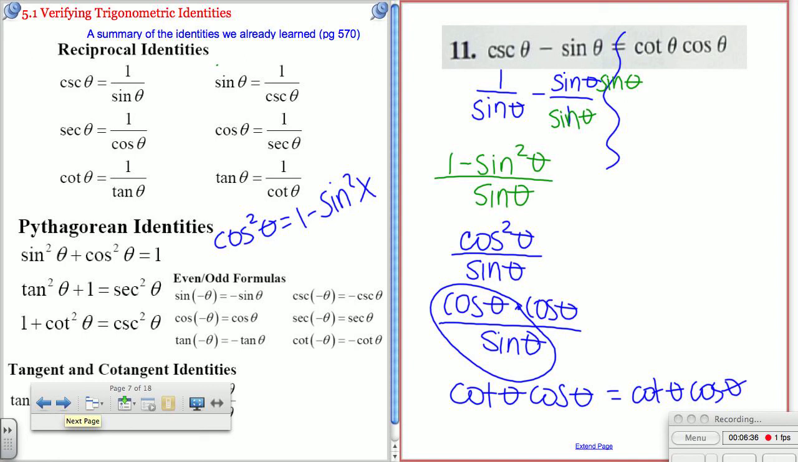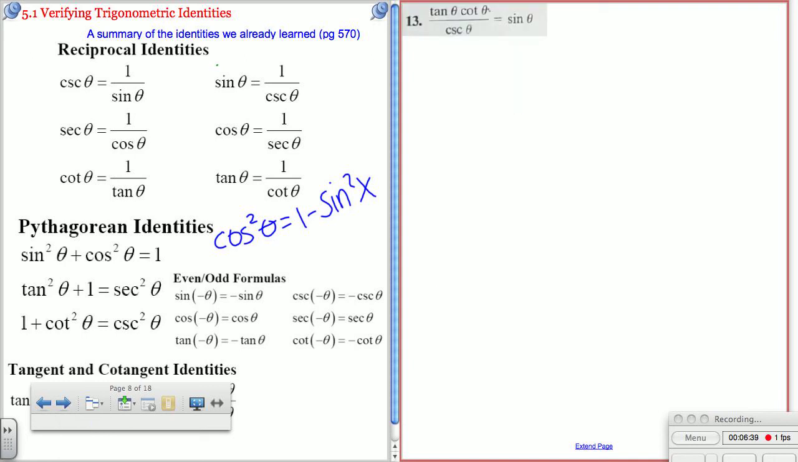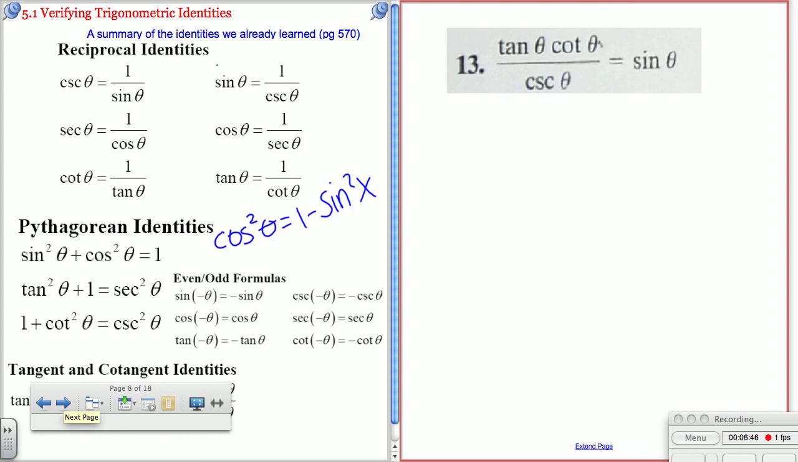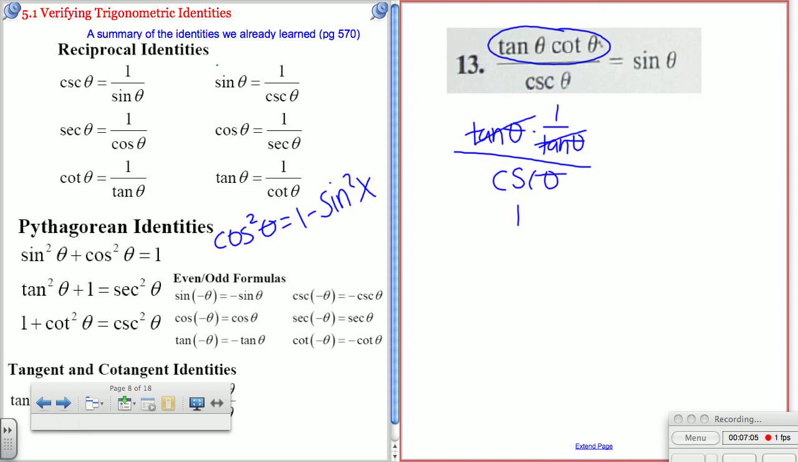All right. Number 13. Tan cotan over cosecant. Well, first off, I know that tangent times cotangent, these are reciprocals of each other. So let's change cotan to 1 over tan. Now when I multiply these together, these are going to cancel, and it's just going to equal 1 over cosecant. And 1 over cosecant equals sine.